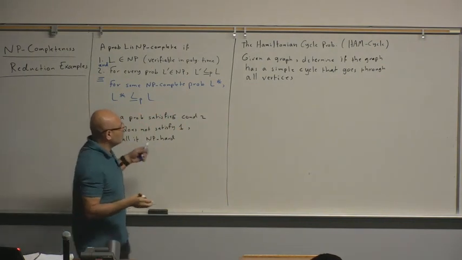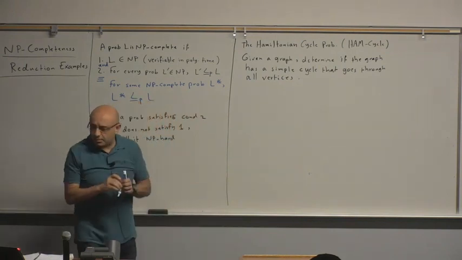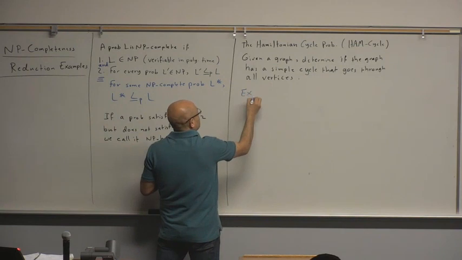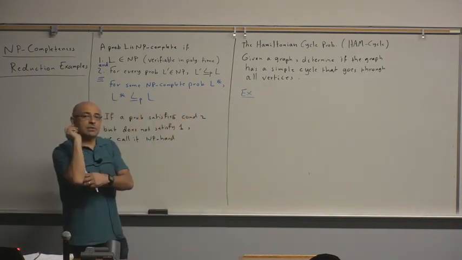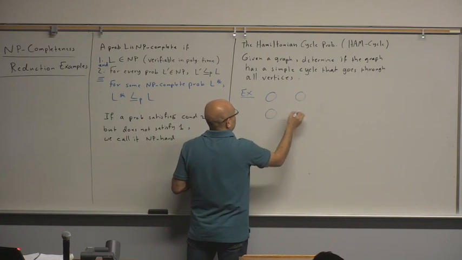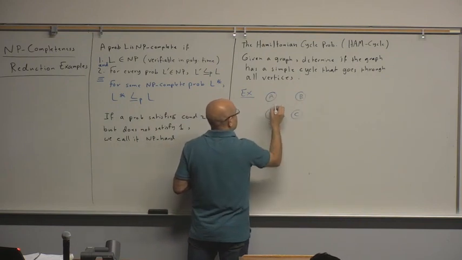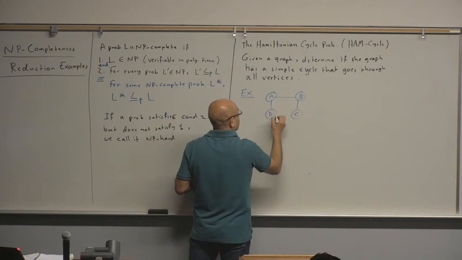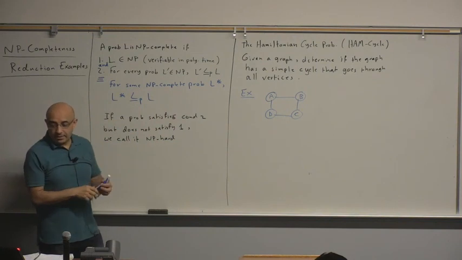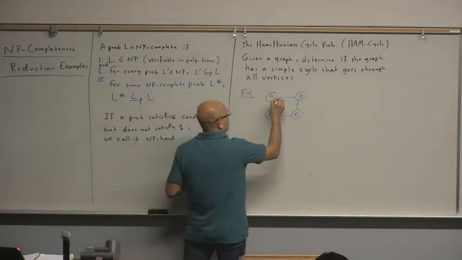Okay, well, so let's look at some examples to understand the problem. So let's take an example of a graph that is Hamiltonian, for which the answer is yes. That's easy. So this is a graph that is Hamiltonian. A, B, C, D. This is Hamiltonian, and there is an obvious simple cycle that goes through all vertices, which is this.